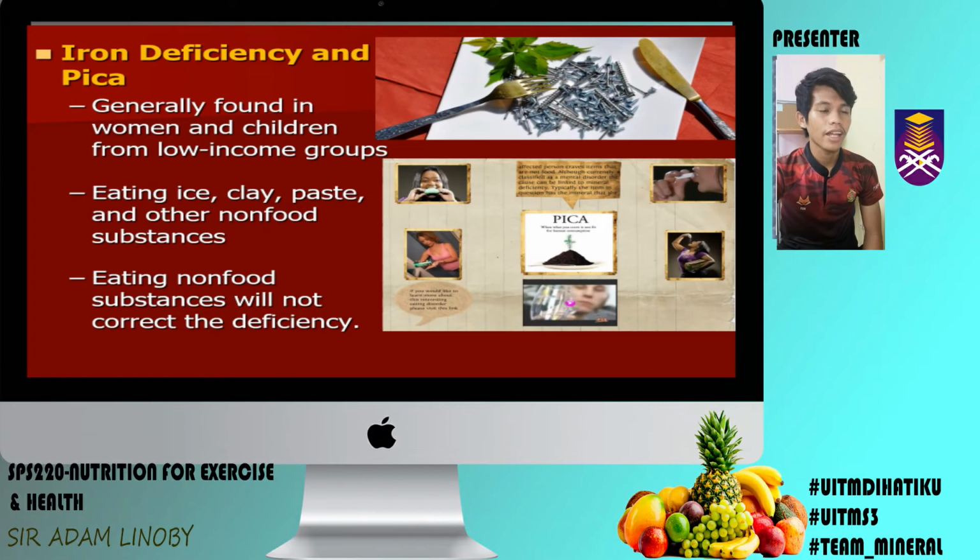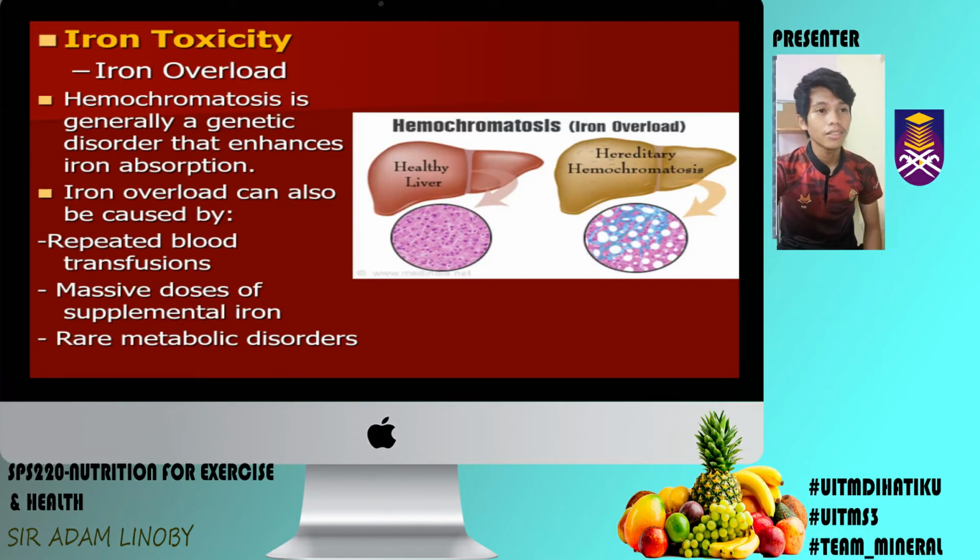Iron deficiency and pica are generally found in women and children from low income groups. Pica is eating ice, clay, paste, and other non-food substances. Eating non-food substances will not correct the deficiency. Iron toxicity.